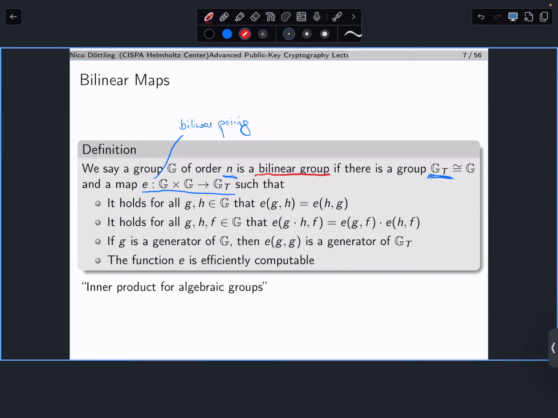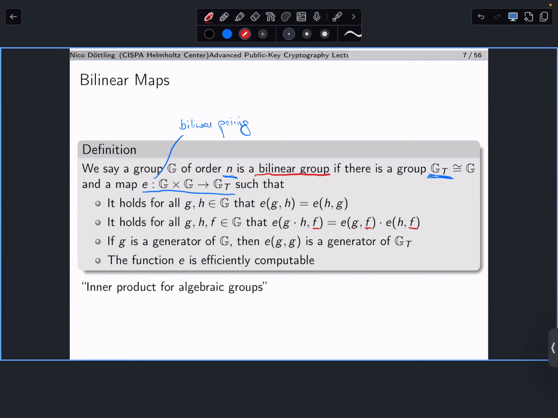And second, we ask for linearity in the first argument. It holds that if we fix an f, then this function e is a group homomorphism in the first argument. e(g times h, f) is the same as e(g, f) times e(h, f). And of course, since we have symmetry, this must also hold for the second argument. That's why they're called bilinear. We're not just linear in the first argument, we're also a group homomorphism in the second argument.